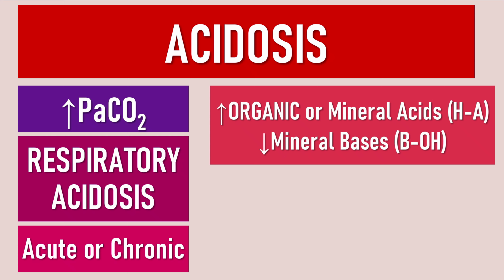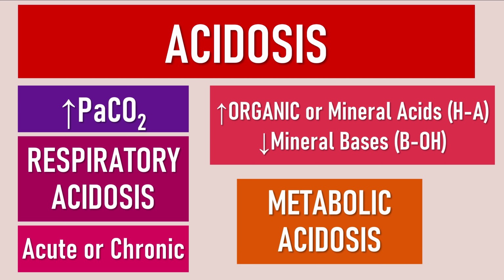If there is an increase in the amount of organic or mineral acids in the blood without an increase in the concomitant quantity of mineral bases, or independently a reduction in the quantity of mineral bases, we call this metabolic acidosis.